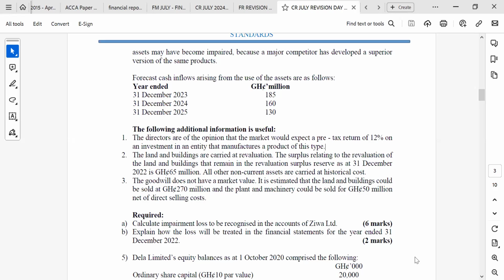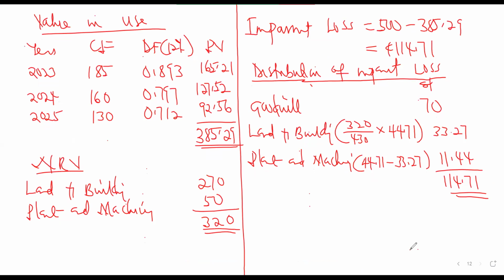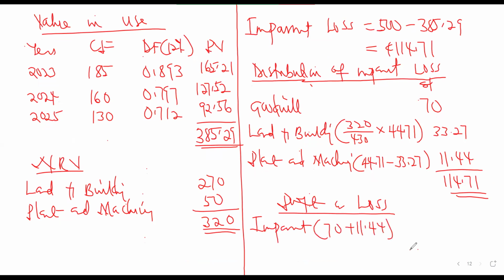So the impairment loss of goodwill is taken to profit or loss. So goodwill will be taken to profit or loss. So this is how we do the impairment. Profit or loss. We are going to be having impairment of the goodwill and then the plant and machinery. That will be 70 plus 11.44. Okay, so that will be 81.44 as statement.